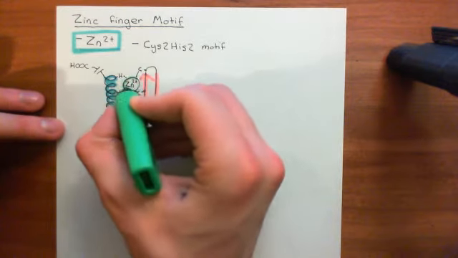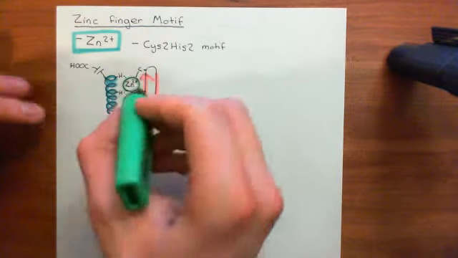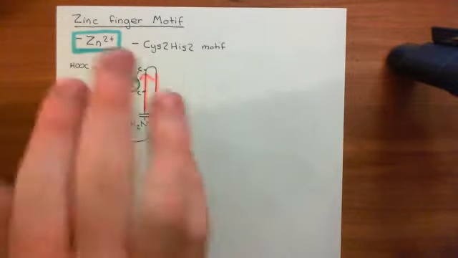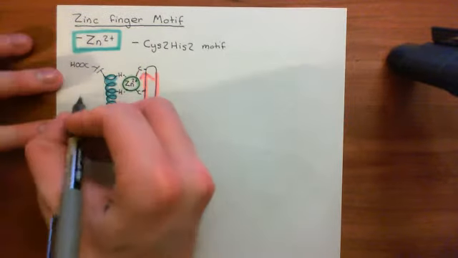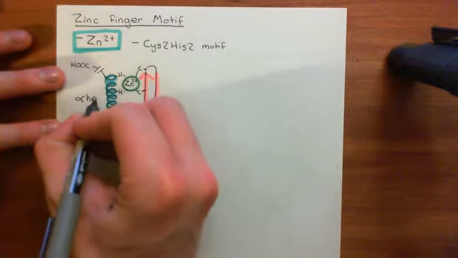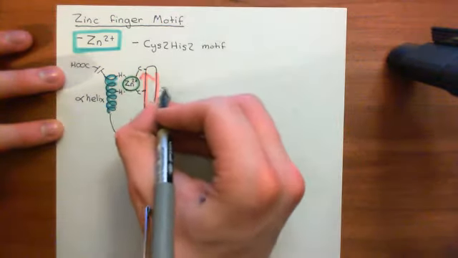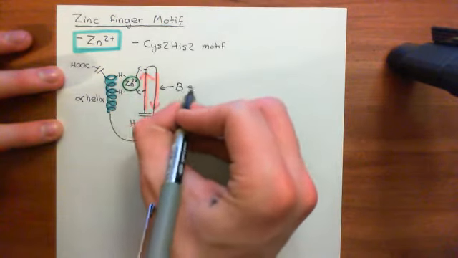So that's how the zinc cation is involved in the structure. It's holding these two beta strands together with the alpha helix here. So these are alpha helices. Well, this is our alpha helix, and these are beta strands.